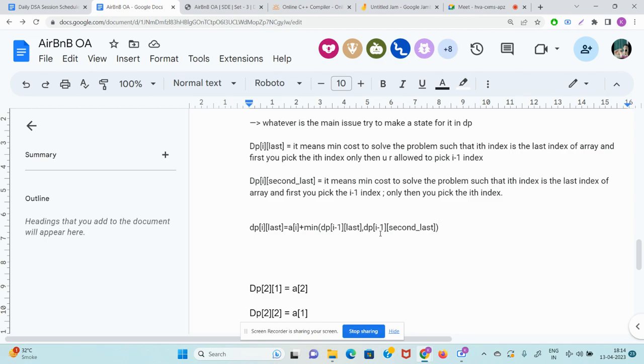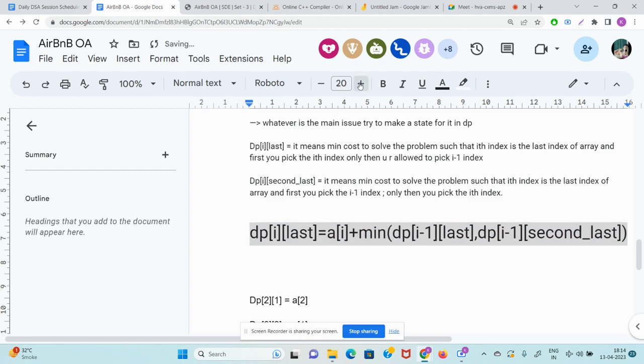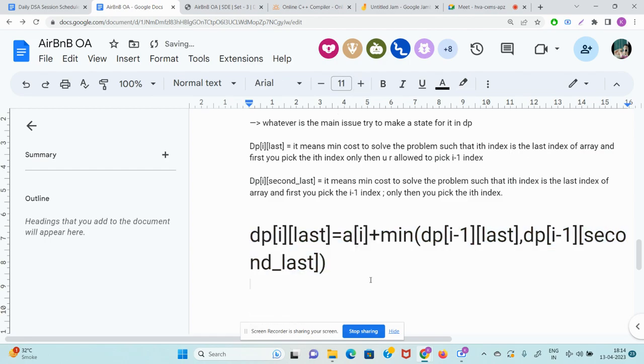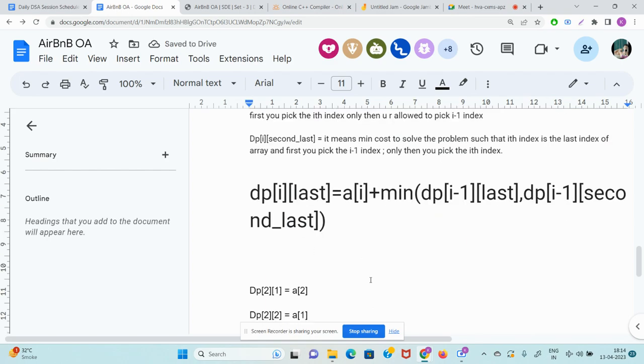एनीवेज, और यहाँ पर जितने भी लोग हैं सब प्रो लोग हैं, कोई बच्चा लोग नहीं आया इधर. ठीक है? सो फोकस. So dp of I of last, this is so important. I want to make it so big, guys. This is so important formula. dp of I of last. ठीक है?